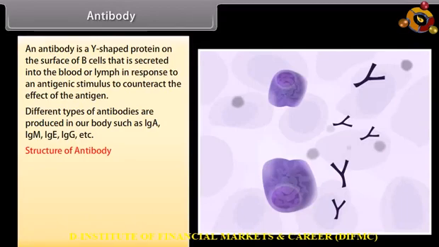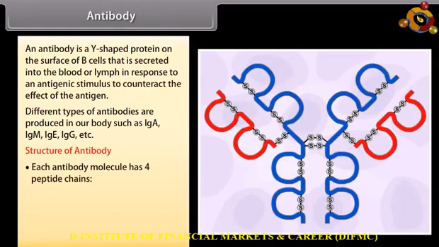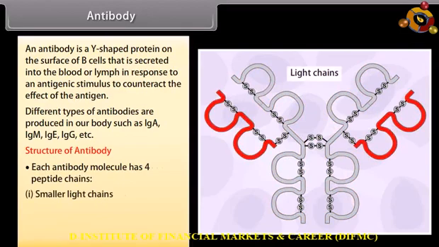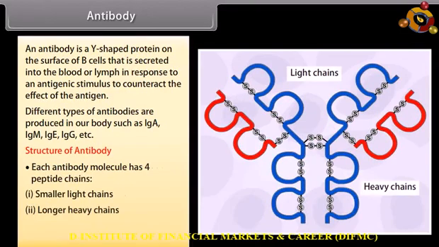Structure of antibody. Each antibody molecule has 4 peptide chains: smaller light chains, longer heavy chains. An antibody molecule is represented as H2L2.